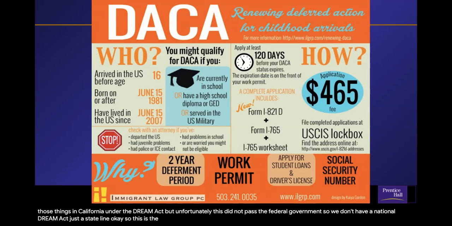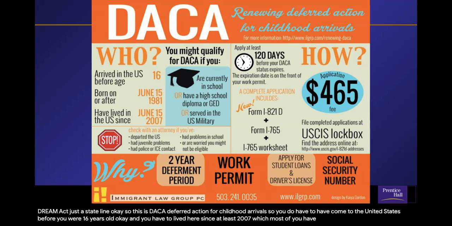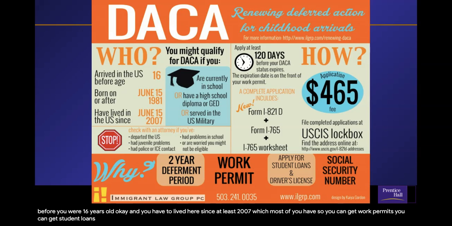Okay, so this is DACA, Deferred Action for Childhood Arrival. You do have to have come to the United States before you were 16 years old. And you have to have lived here since at least 2007, which most of you have. So you can get work permits, you can get student loans, you can get a driver's license, you can get a social security number, all of those things if you file for DACA.